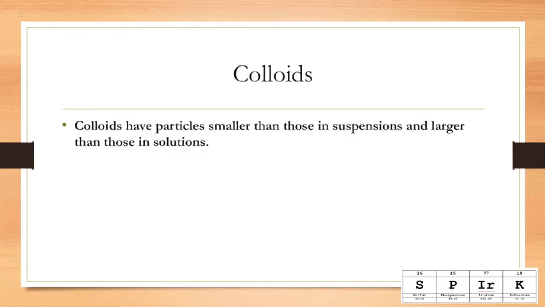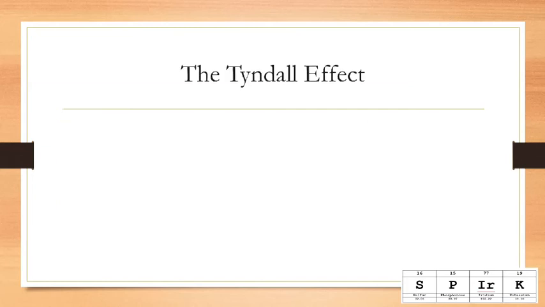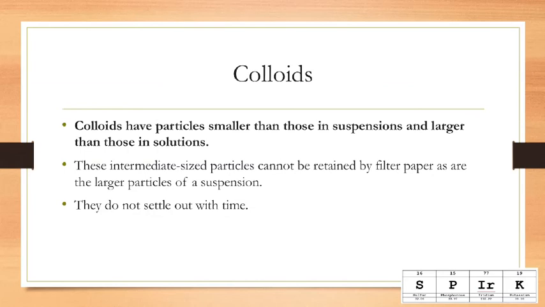Colloids have particles smaller than those in suspensions and larger than those in solutions. These intermediate-sized particles cannot be retained by filter paper as are the larger particles of a suspension. They do not settle out with time. A good example of a colloid is milk. Milk has these little tiny particles in there that do not settle out, and you cannot get them out with filter paper.